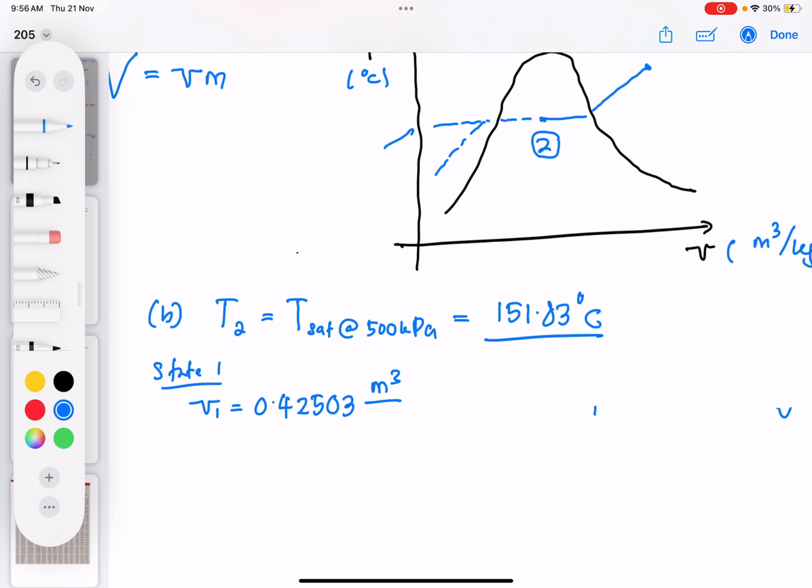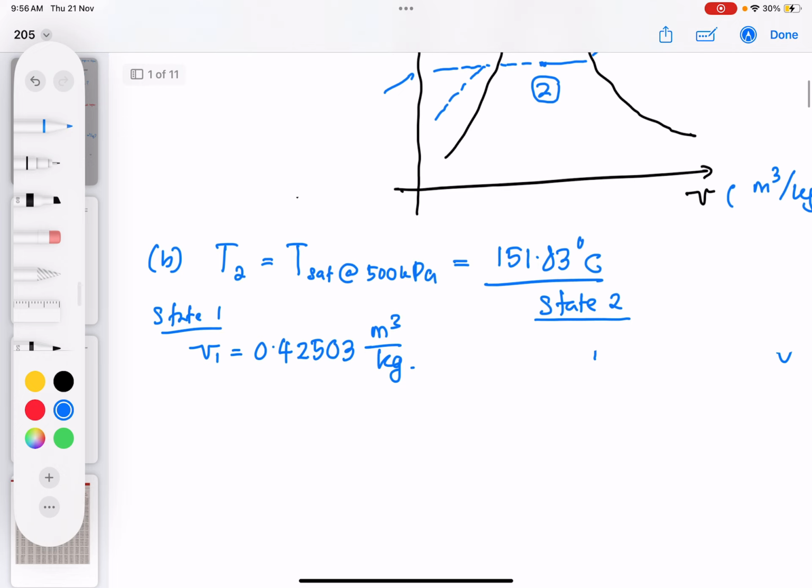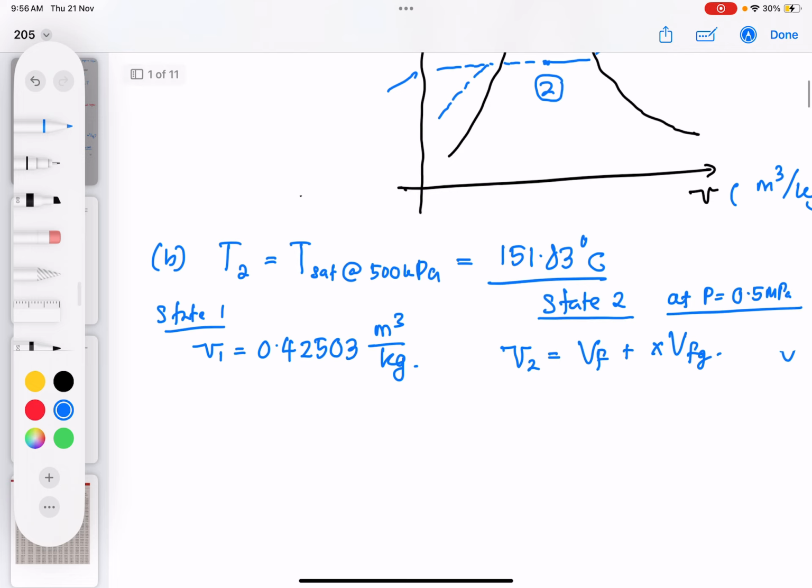meter cubes per kg. And then state 1 should be straightforward. But then for state 2 here, I do know that my V2 is equal to Vf plus x Vfg, at pressure equals 0.5 megapascal or 500 kilopascal. So this one can be obtained from the steam table. The only unknown here will be the x.